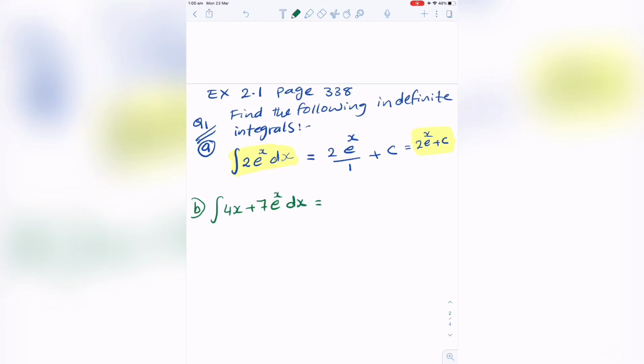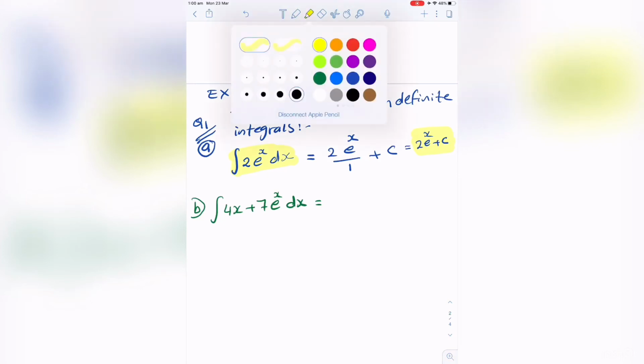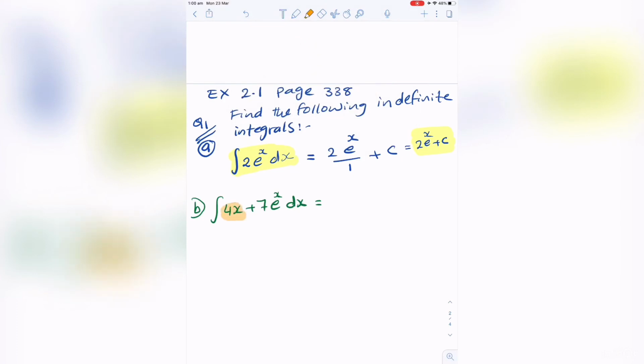Okay, so in this case we can just split them, integrate each term by itself. So again, just to remind you of the rules of integration. When we integrate, we add 1 to the power and we divide by the new power. So for our first term, the 4x, this is x to the power 1. So we will add 1 to the power, it's going to become x squared, so it's 4x squared divided by the new power, which is 2.